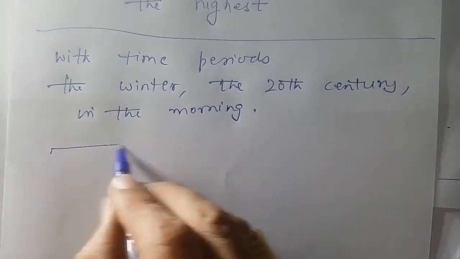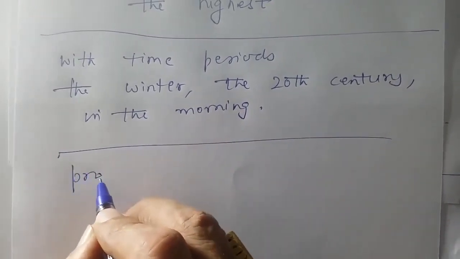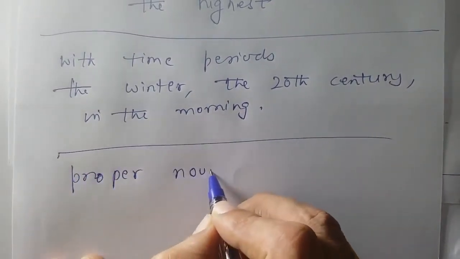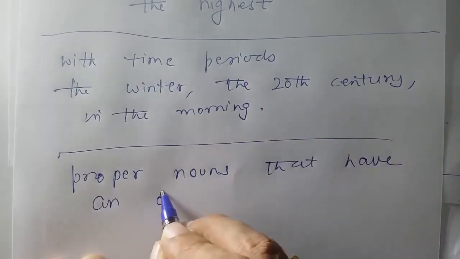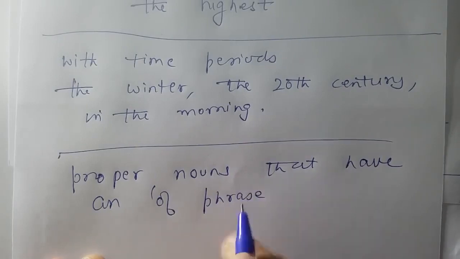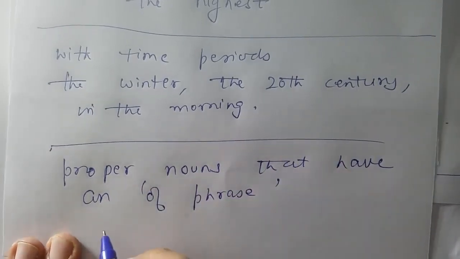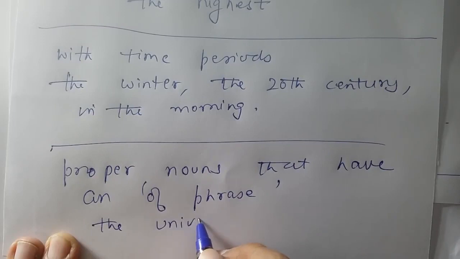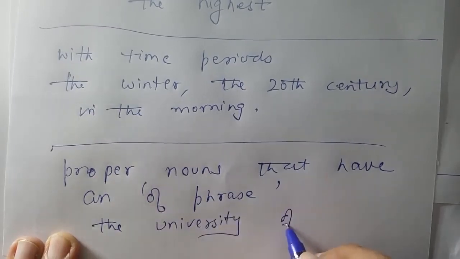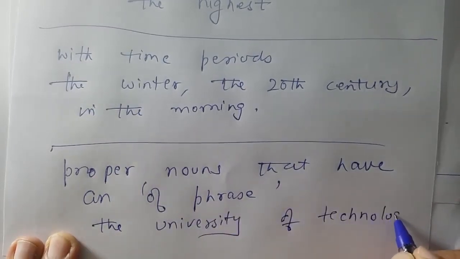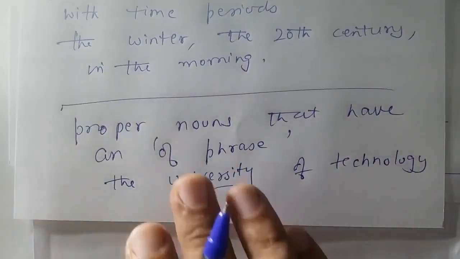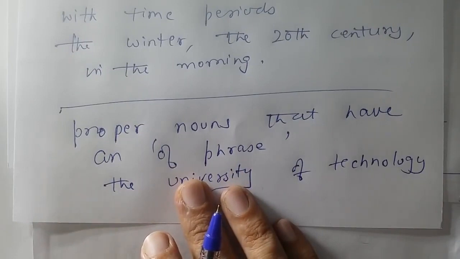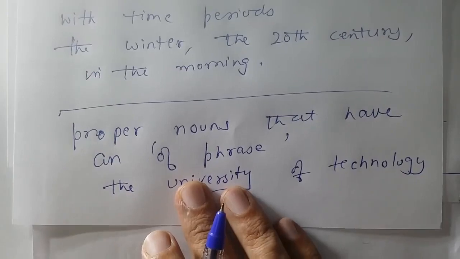Then come proper nouns. Proper nouns that have an of phrase. How? The University of Technology. It has a proper noun. So these are the things on which we have to use it. Next is geographical names, right? Where we have to use these things.